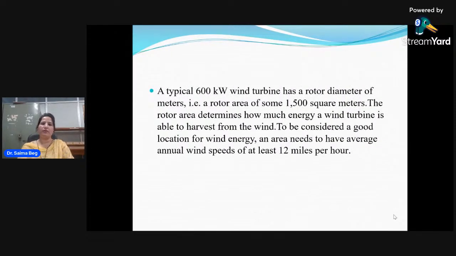A typical 600 kilowatt wind turbine has a rotor diameter of about 44 meters, giving a rotor area of some 1500 square meters. The rotor area determines how much energy a wind turbine is able to harvest from the wind. To be considered a good location for wind energy, an area needs average annual wind speeds of often at least 12 miles per hour.